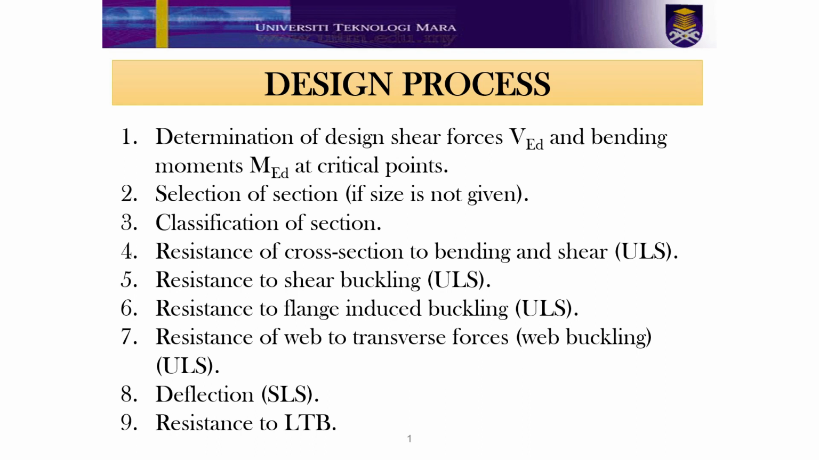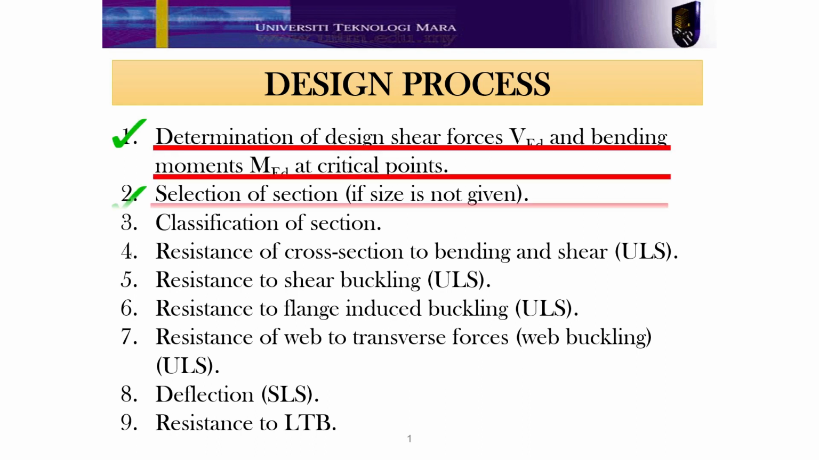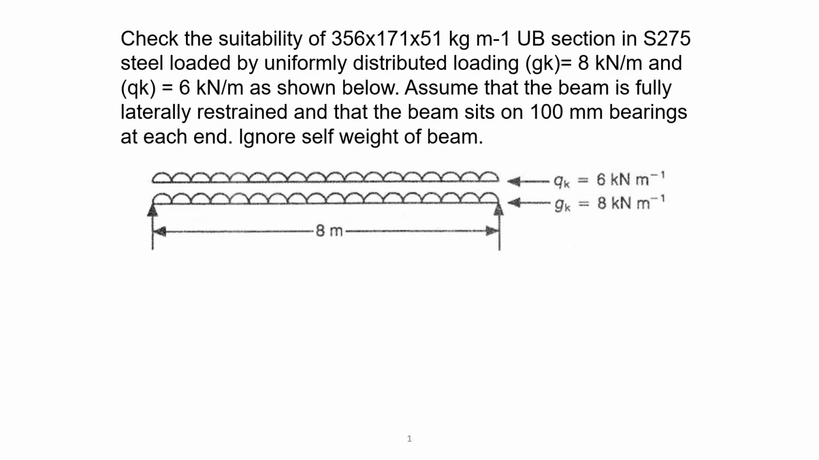In Lecture 3b, we have completed design process 1 and 2. Okay students, let's now proceed to the next step, that is, section classification. We now proceed with the example. Once the design bending moment and the shear force have been determined, next, we need to classify the section. The section is classified based on the strength and section classifications.